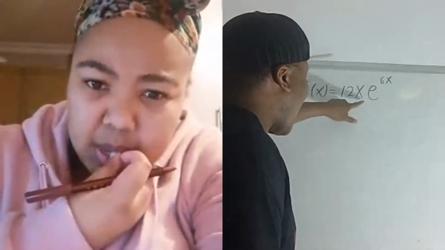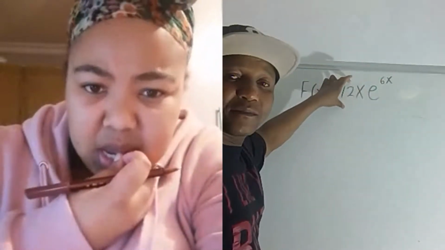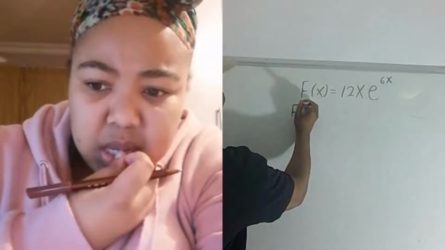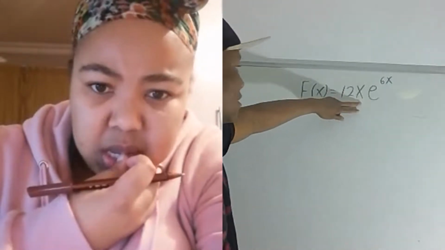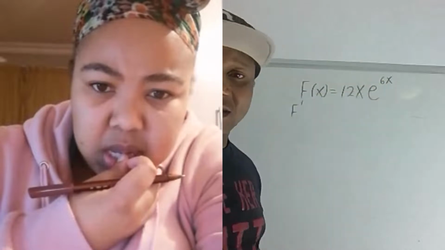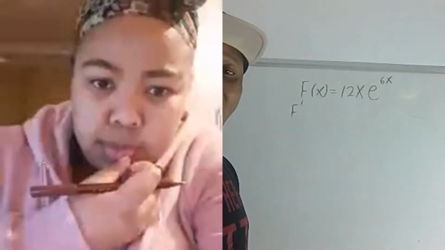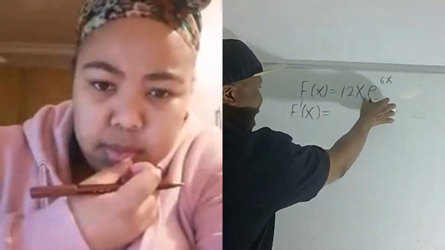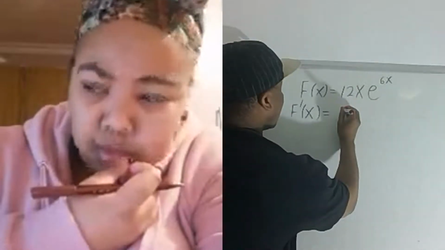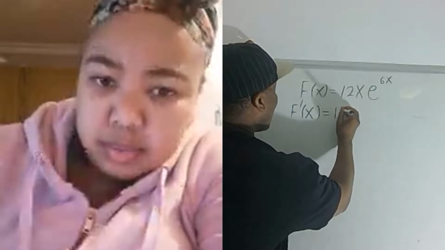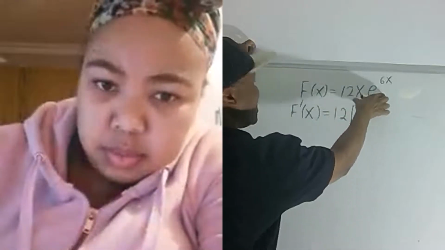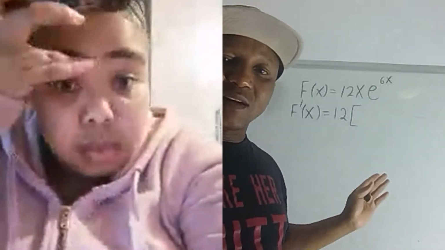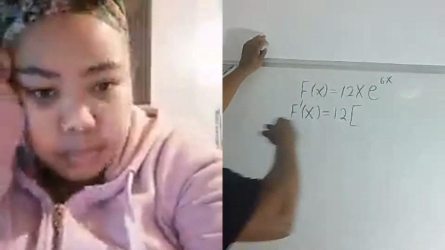Okay, so let's differentiate. We know this is going to be the product rule because I have x and e^(6x). The 12 is just a number, a constant, and has nothing to do with the rest. Everything here is just x, there's nothing changing to a power or a root. So f prime of x: 12 is just 12, and then I'll deal with this part.